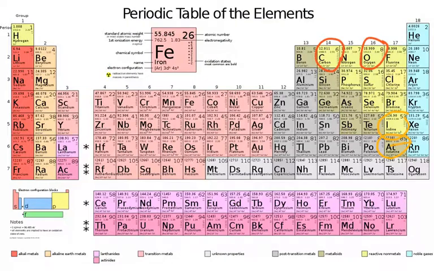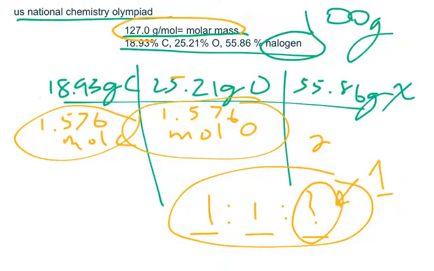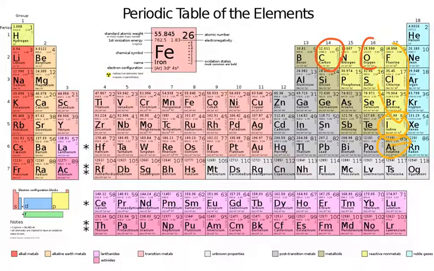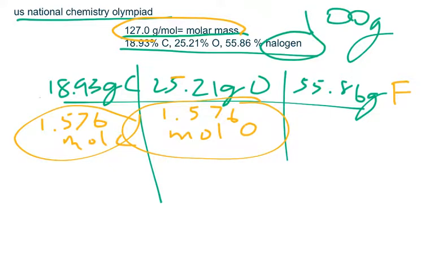So we have to choose a halogen from these three. We have to choose fluorine, chlorine, or bromine. So the best way to do this is just to test all three. So if we test fluorine now, let me erase this. Let's pretend our element X is fluorine. So if we said this was fluorine, then the molar mass of fluorine is 19.00 rounded to the hundredths place. So 55.86 divided by 19.00 is 2.94 moles of fluorine.